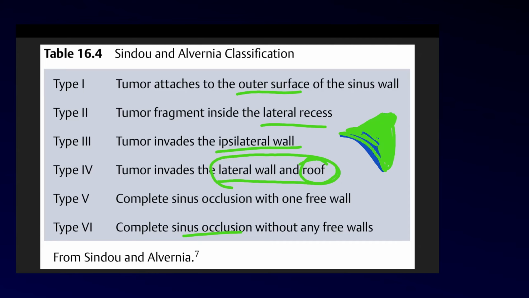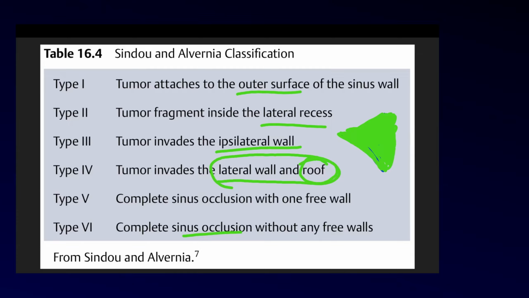So you only see this contralateral wall. Rest of it is occluded, completely occluded. Type 6 is also complete sinus occlusion, but there are no free walls. So all you see is tumor in the sinus. Now there are two important things to remember.